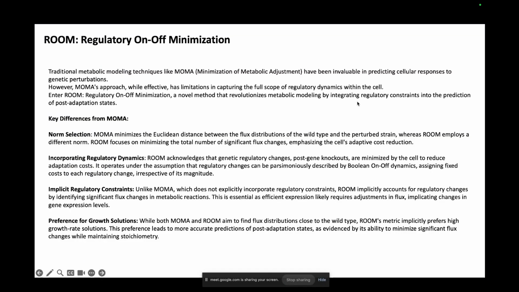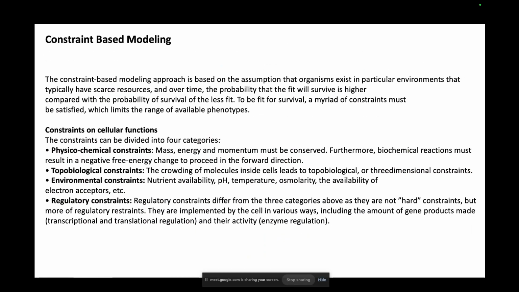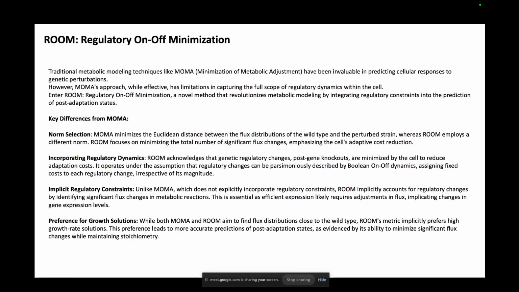On top of optimization techniques like MoMA and FPA, you have this particular algorithm as well, known as ROOM, regulatory on-off minimization. Basically it integrates regulatory constraints into the prediction. If you remember, these were the constraints. We've covered physicochemical constraints, we have used mass balance, we've used topological, not so much topobiological balances, but this can also be used. Environmental constraints as well. Now we are talking about regulatory constraints, right?